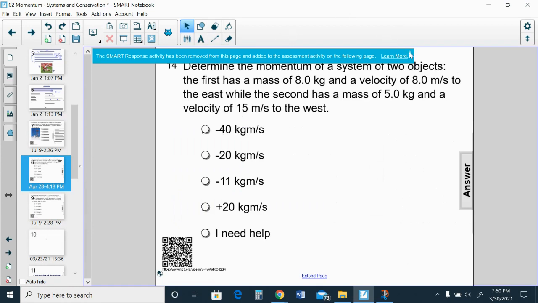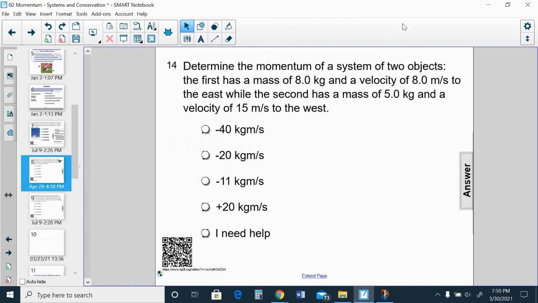Determine the momentum of a system of 2 objects. The first has a mass of 8 kilograms and a velocity of 8 meters per second to the east, while the second has a mass of 5 kilograms and a velocity of 15 meters per second to the west.